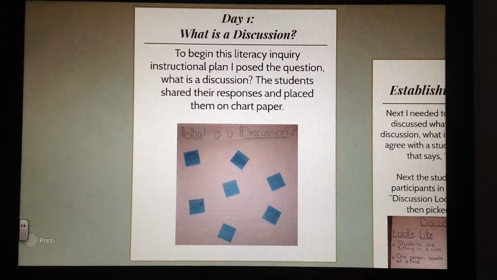To begin this literacy inquiry instructional plan, I posed a question to my students. What is a discussion? The students responded on Post-it notes, and then we gathered that information and created an anchor chart.